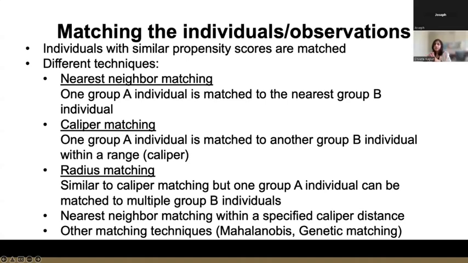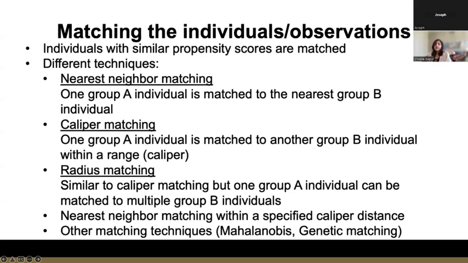Here, you take an individual from your treatment group, or group A, and you match it to another individual from group B who lies within a certain range, and you pre-decide this range. Again, there's a lot of literature talking about what the ideal caliper for propensity score matching should be. The general consensus is that the caliper should be less than 0.2 of the pooled standard deviation. That's acceptable mostly.